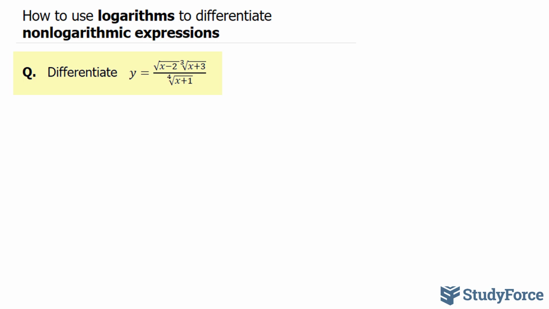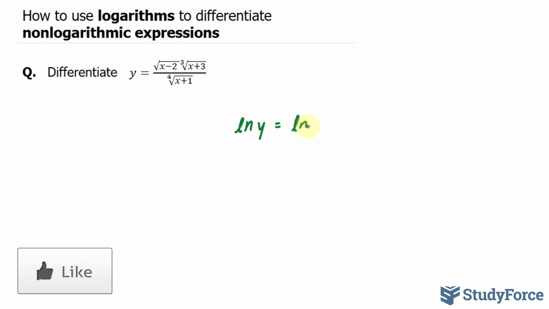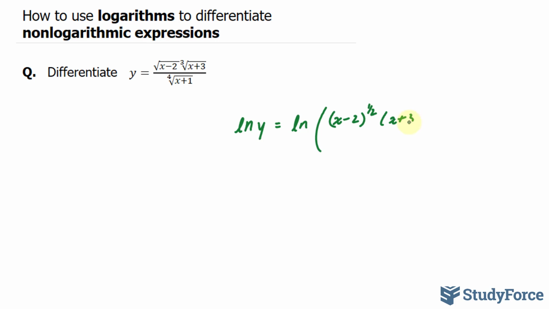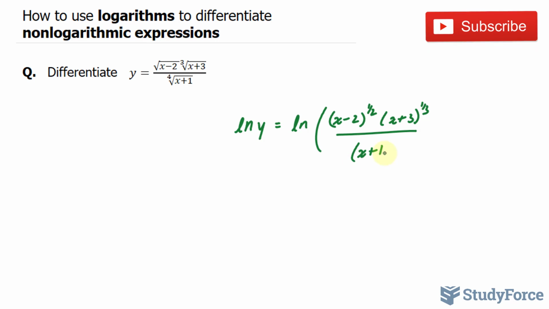Derivatives of some complicated expressions such as this one can be found more easily if we first take the logarithm of both sides. So let's do that. Taking the natural logarithm of both sides, we get ln y is equal to ln of this expression. So we have ln bracket, and everywhere that you can see a radical, change it to exponents. x minus 2 to the power of half. This is the third root of x plus 3, so that becomes x plus 3 to the power of a third, over x plus 1 to the power of a fourth.